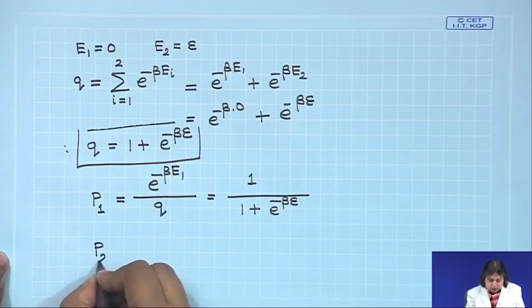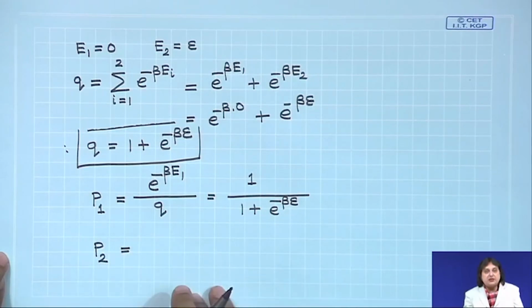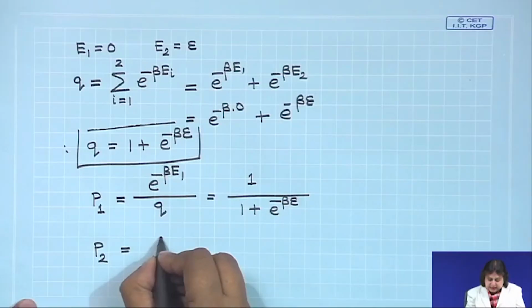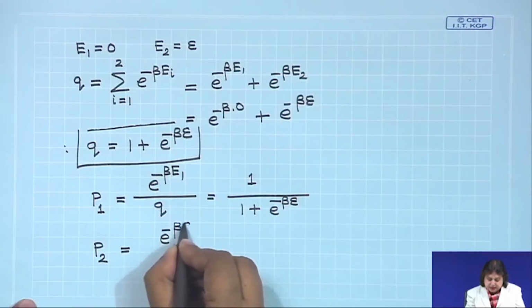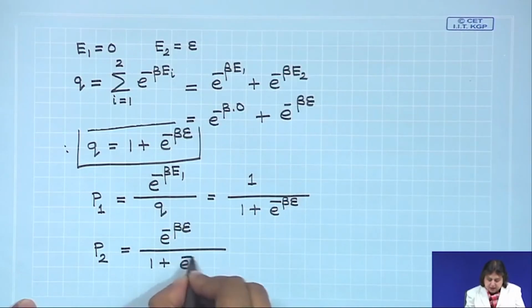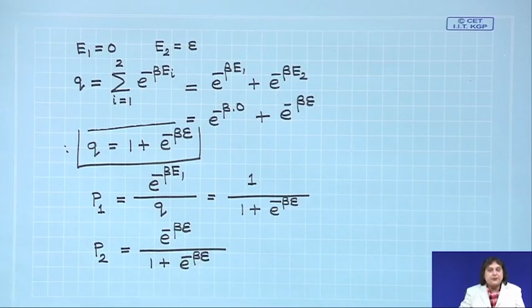Similarly, if I want to know what is the probability of observing the system in this particular microstate, that is where the system is present in the upper energy state, in that case I would immediately say that the probability is e to the power of minus beta epsilon divided by 1 plus e to the power of minus beta epsilon. Okay. This is a repetition from the last lecture, but I thought I will highlight it once more before we take up other examples.